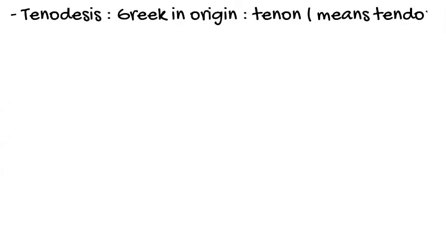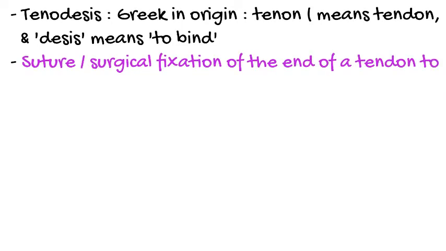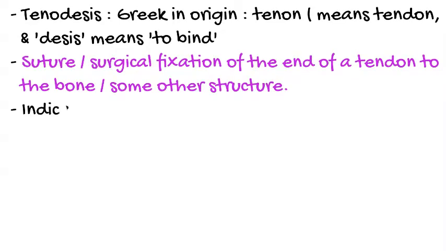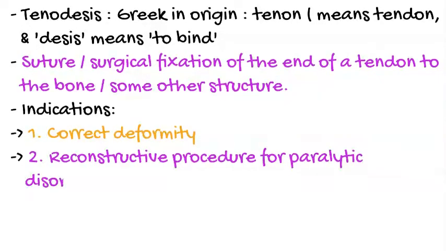The word tenodesis is Greek in origin and derived from two words, tenon, which means tendon, and desis, which is binding or to bind. The literal meaning translates as suture or surgical fixation of the end of a tendon to the bone or some other structure.